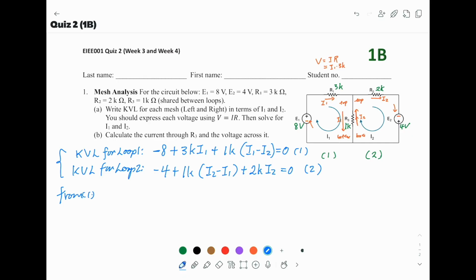So I will put the minus 8 from the left side to the right hand side, and I focus on I1. So you will find this one will become 4k I1. For the I2 is minus k I2 equal to 8. This is equation 3. Now from equation 2, you do the same thing.